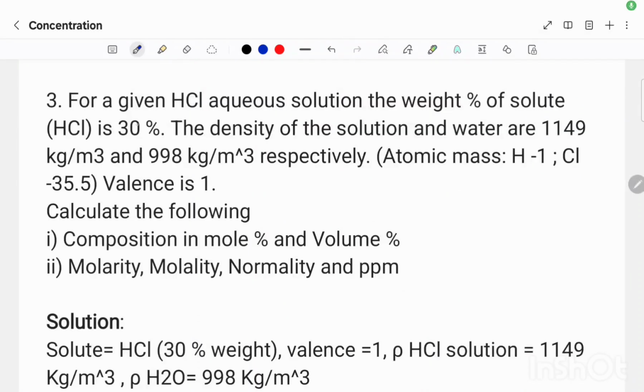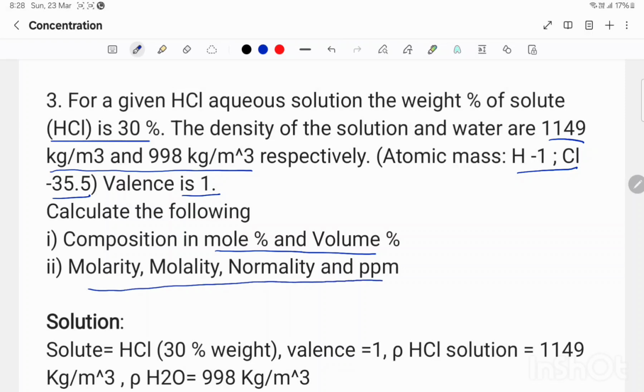Let us solve a problem with a combination of mole percentage, mass percentage, weight percentage, molarity, molality, normality and ppm. The statement of the problem is: for a given HCl aqueous solution, the weight percentage of the solute is 30%. The density of the solution and water are 1149 kg per meter cube and 998 kg per meter cube. The atomic mass of H is 1, Cl is 35.5, valence is 1. They are asking us to calculate the composition in mole percentage and volume percentage, molarity, molality, normality and ppm.